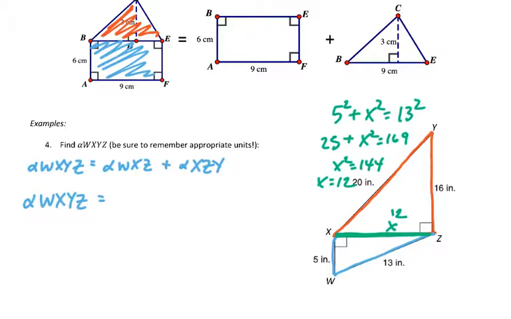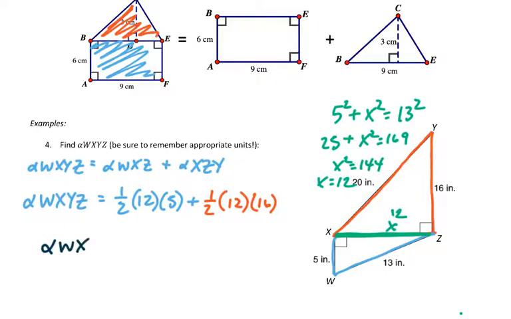So the area of WXZ, the blue triangle, is 1/2 base, which is 12, times its altitude, which is 5, plus the area of XZY, which is the red triangle, 1/2 base, which is 12, times its altitude, 16. And by solving that out, I'll get the area of WXYZ. So let's just do that.